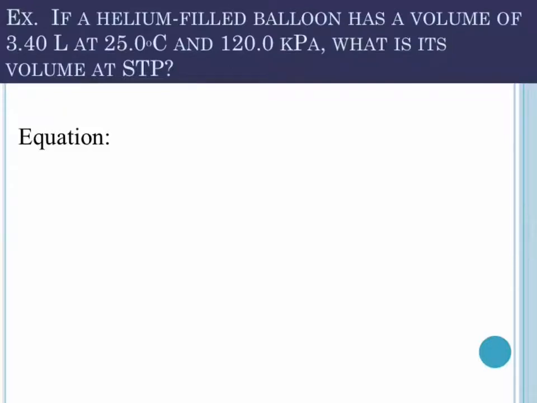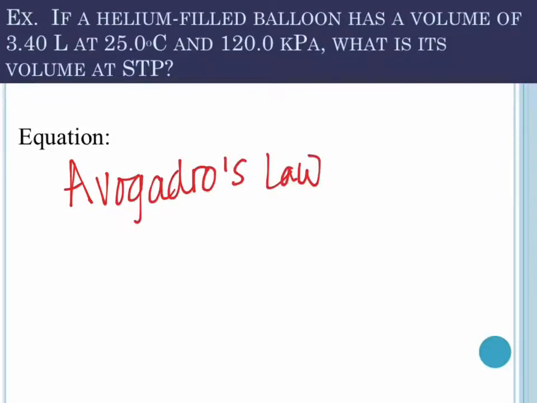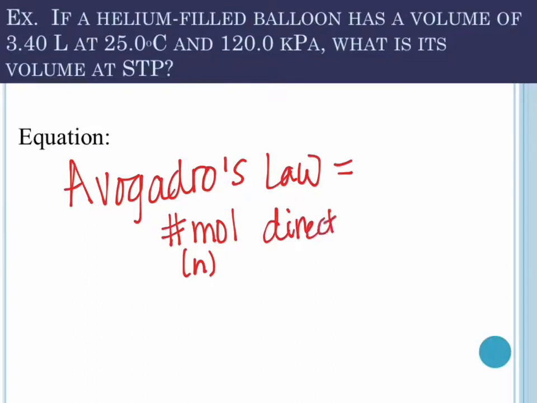Okay, so one of the last laws we're going to talk about is called Avogadro. So this is Avogadro's law. 6.02 times 10 to the 23 is his number. So Avogadro's law says that if I take the number of moles, which is N, it has a direct relationship with the volume.